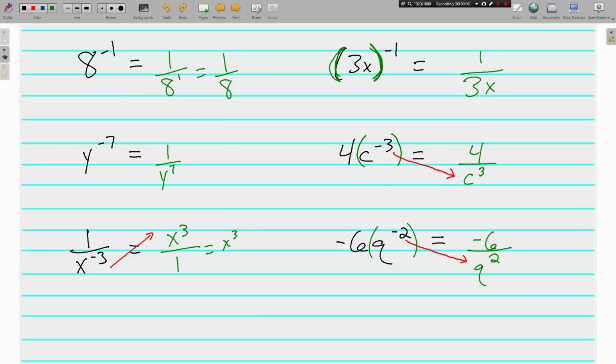Okay? That's pretty much it. Negative exponents, we don't like them. Send them to the other side of the fraction and make them positive. That's going to make future things a whole lot easier to deal with.